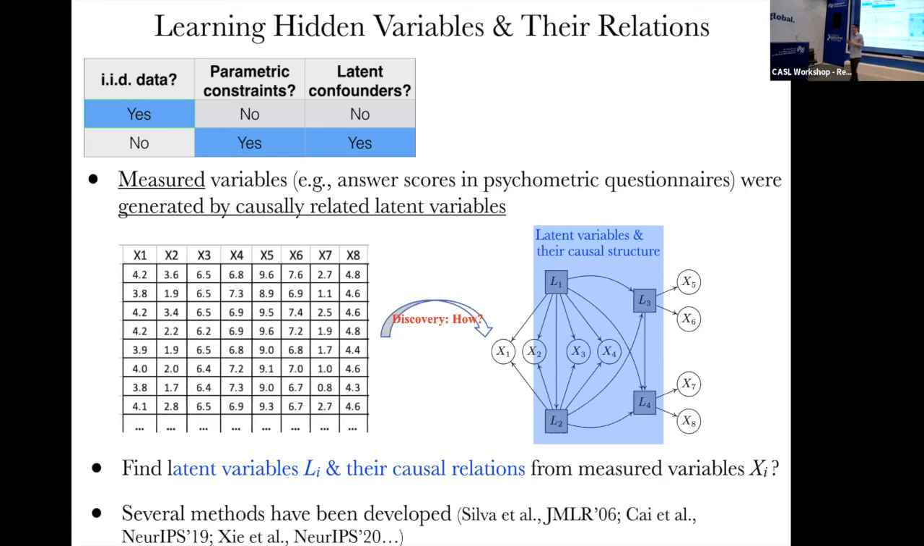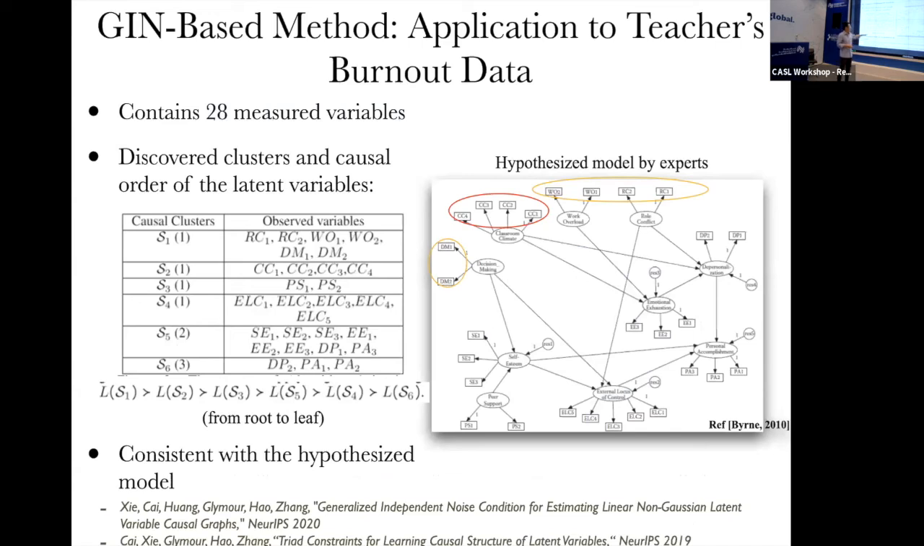Okay, so in the last years, we developed a couple of sets of methods. Here, let me just briefly report the result on one data set, the teacher burnout data set. Here, they measured 28 variables, and they had 500 data points. So this is a model given by experts. So they don't rely on data. They just make use of their domain knowledge to produce this hypothesized model regarding how those variables are related.